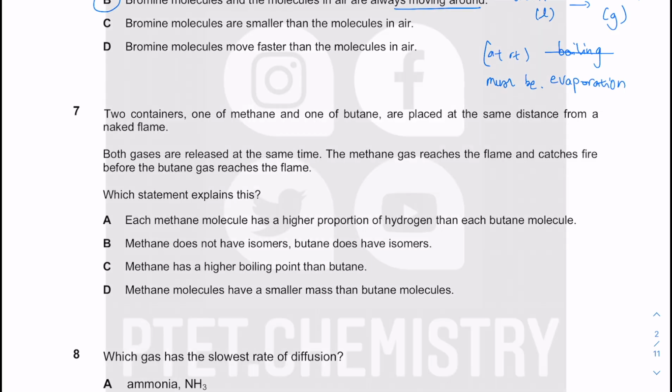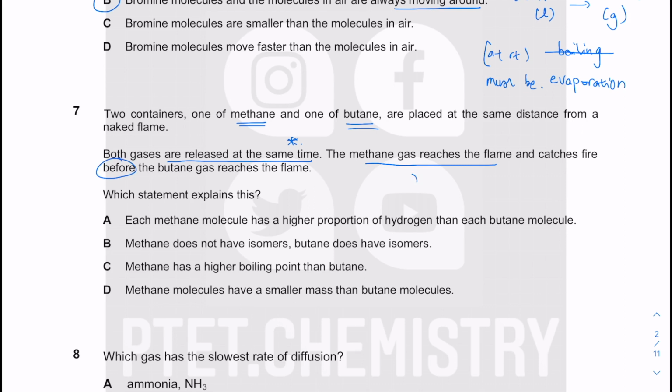Number 7, you have 2 containers. One is methane and one is butane. So at this point, you're like, oh, what is methane and what is butane? Do I need to know their formula? Well, read the whole question first. Both gases are released at the same time. The methane gas reaches the flame and catches fire before the butane gas.